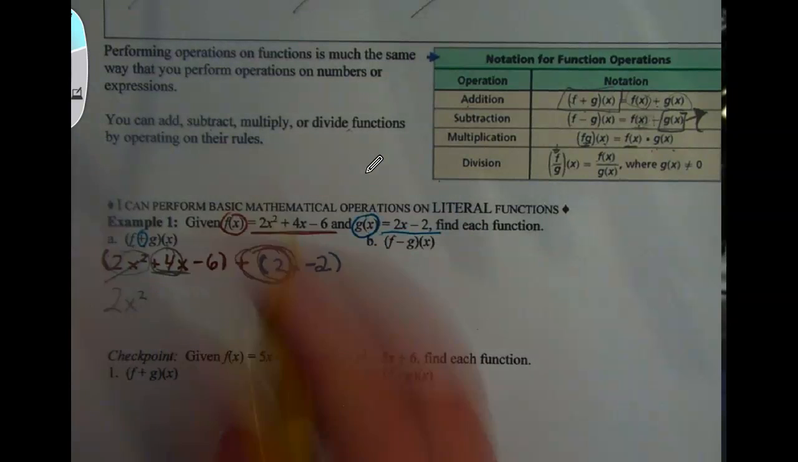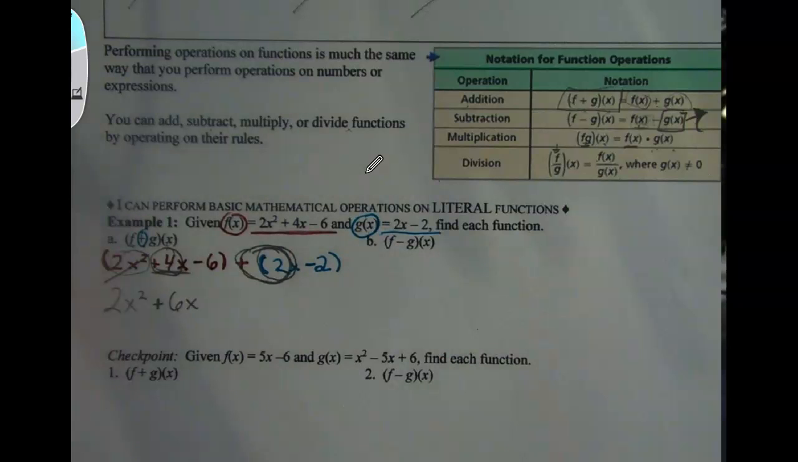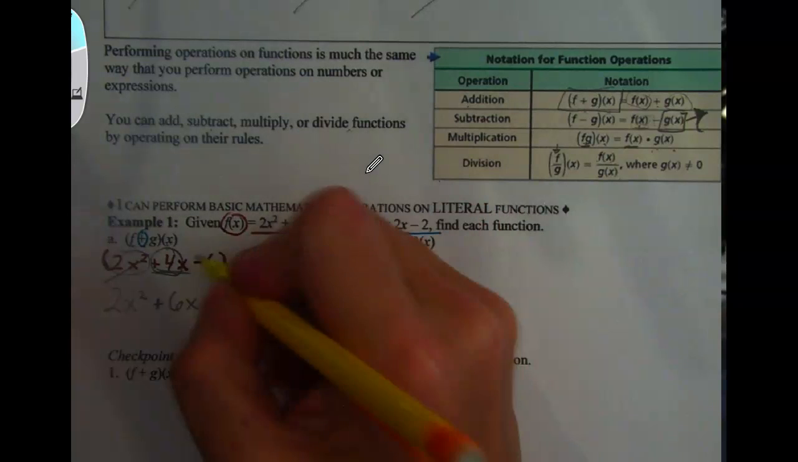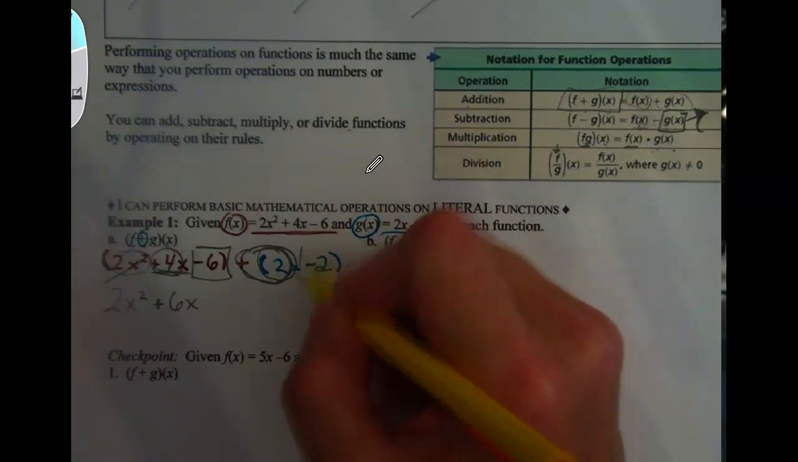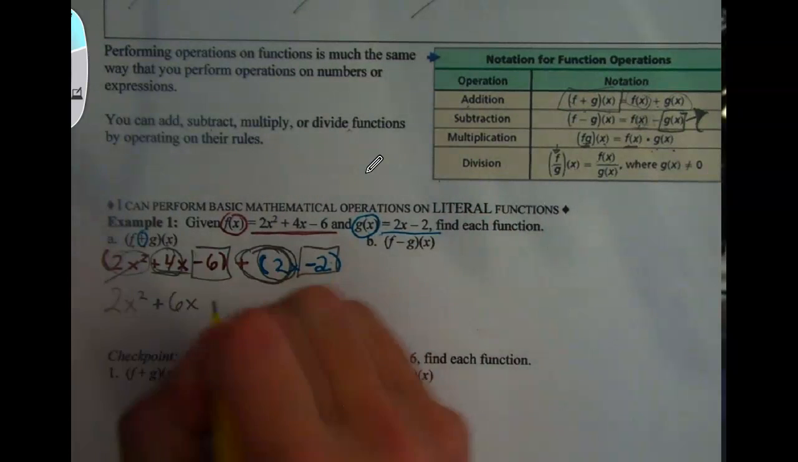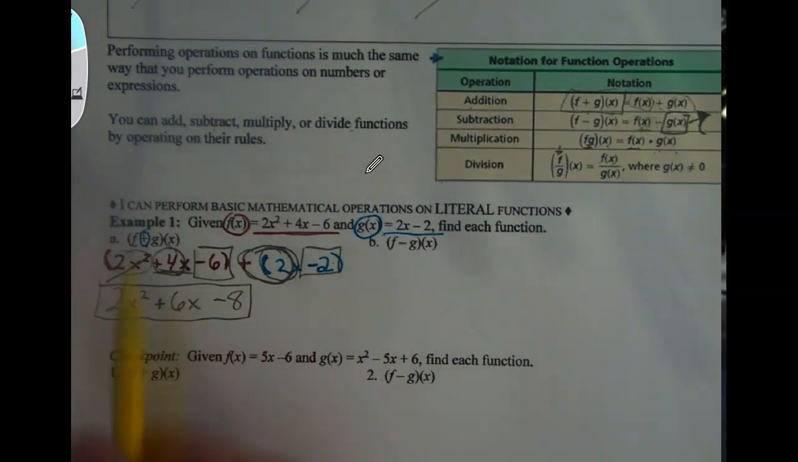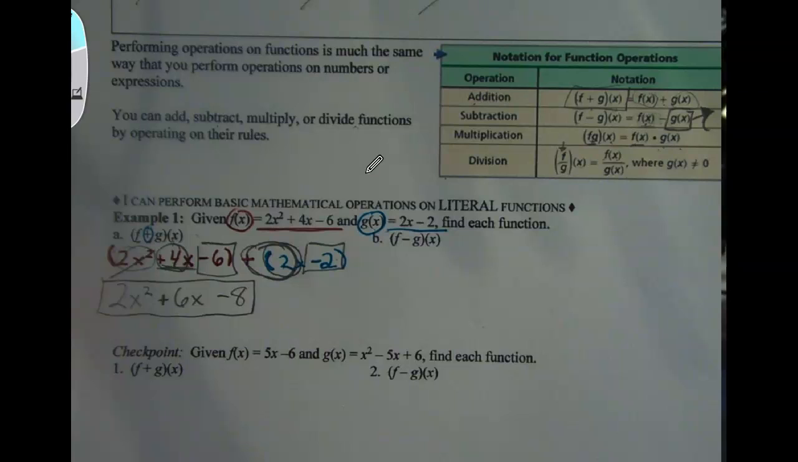So 4 and 2, that would give me a positive 6x. And then the last part, numbers, so I have a negative 6 and a negative 2, combining like terms. If we combine those together, I get a negative 8. So this would be our final answer for f plus g of x. All we could do there was simplify.